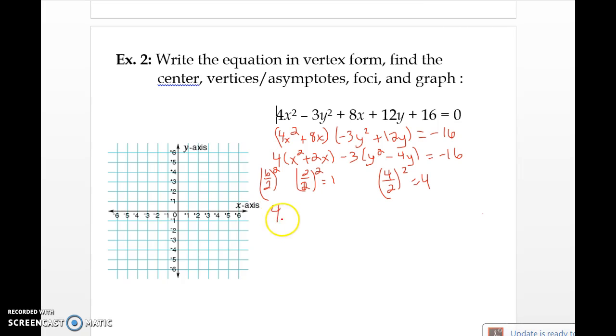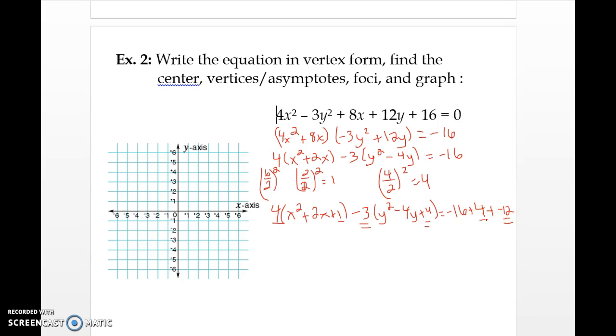Inside the parentheses. So for my x parentheses now going to be x squared plus 2x plus 1. Your y parenthesis is going to be y squared minus 4y plus 4. That's going to equal negative 16. We're going to add 4 times 1, which is 4. We're also going to add negative 3 times 4, which is negative 12.